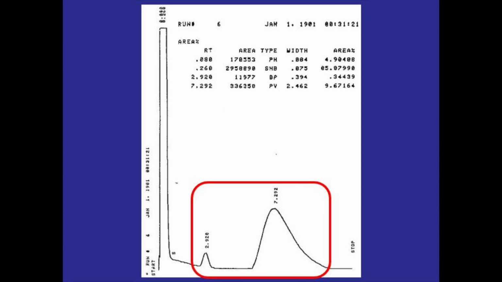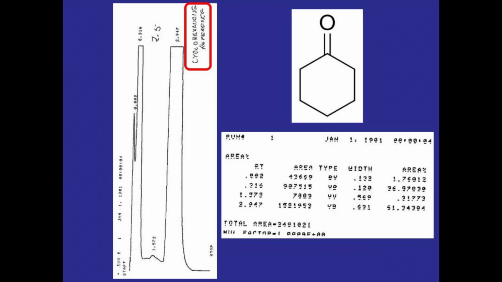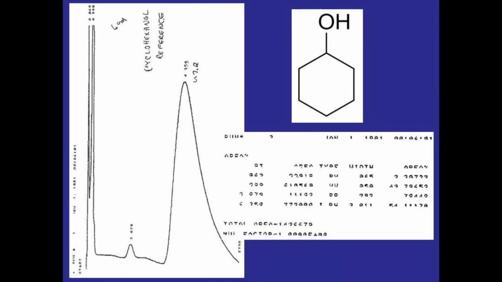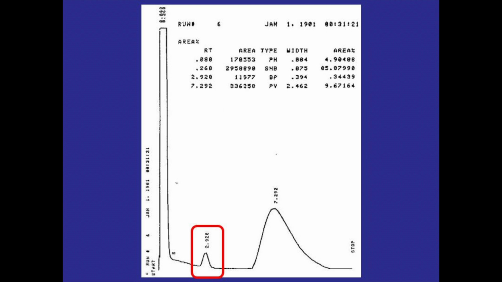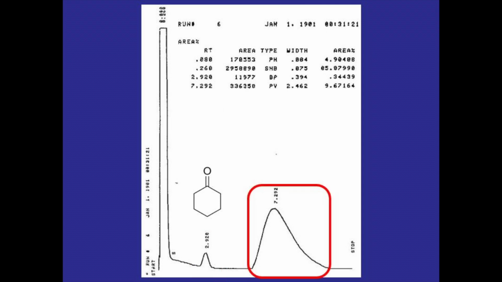To know which peak goes to which molecule, references could be run with standards to know when each compound came out of the column. So this reference was run for cyclohexanone, and it had a retention time of around 2.9 minutes, whereas this reference was run for cyclohexanol, and it had a retention time of around 7.2 minutes. That means that this smaller peak with a retention time of around 2.9 would be for cyclohexanone, and the larger peak with a retention time around 7.2 would be for cyclohexanol. From this, we also know that the packing in the column was a polar packing because the more polar cyclohexanol was retained in the column longer.